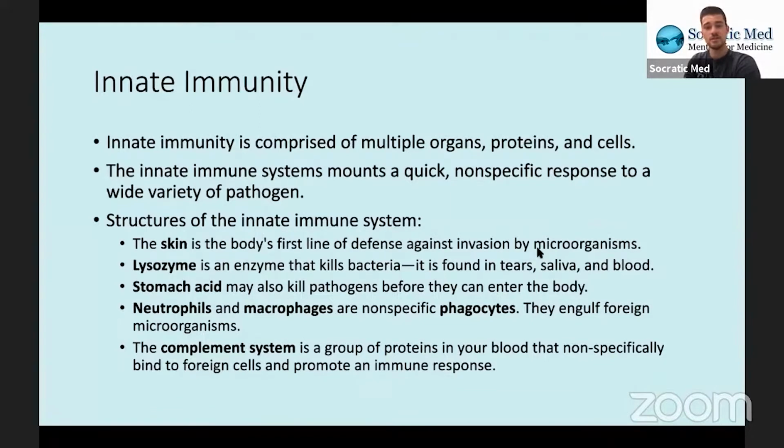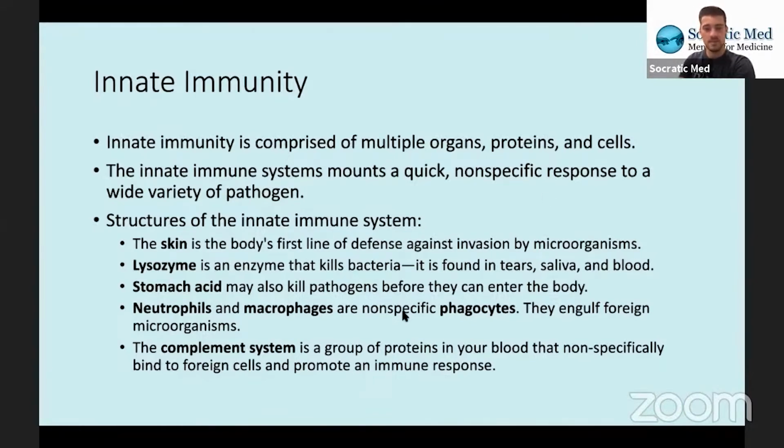Neutrophils and macrophages are non-specific phagocytes. They engulf foreign microorganisms, so that's what a phagocyte is. You probably learned in high school and college about phagocytosis. It's just the process by which one cell will take in something else. So neutrophils and macrophages actually eat these microorganisms and they digest them from within. And that's why they are called phagocytes. And there are a couple of other phagocytes as well.